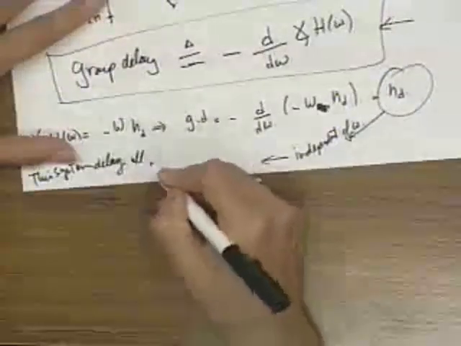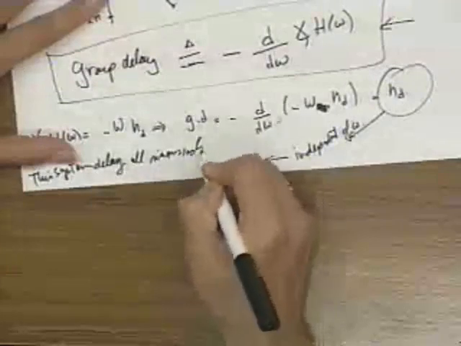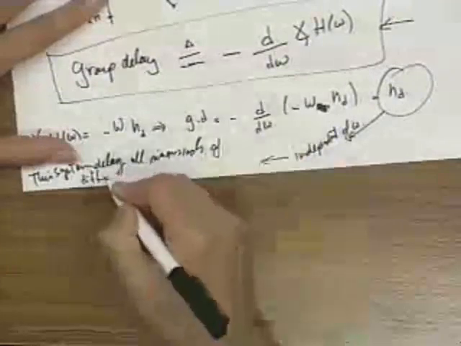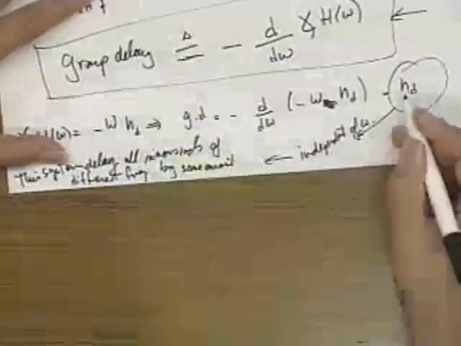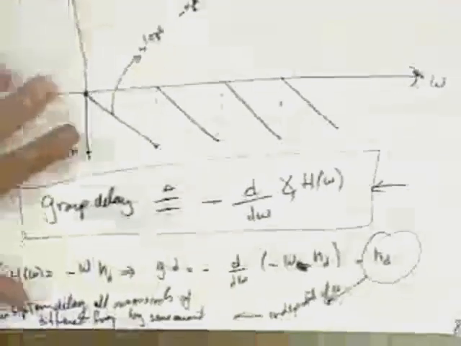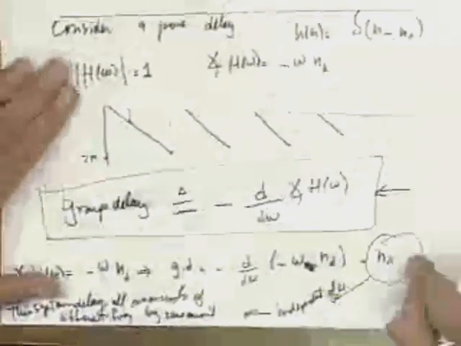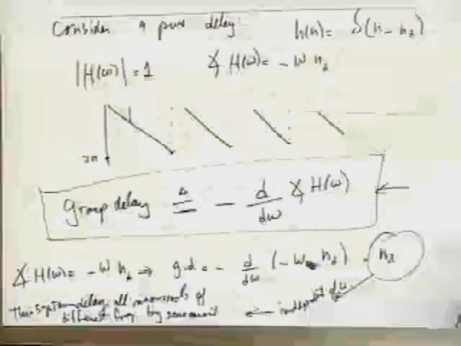So let's write that down. Okay? So this is independent of omega, which means that this system delays all sinusoids of different frequencies by the same amount, which is n sub d. So you put in a sinusoid of 10 hertz, it delays it by n sub d. A million hertz, the same amount.